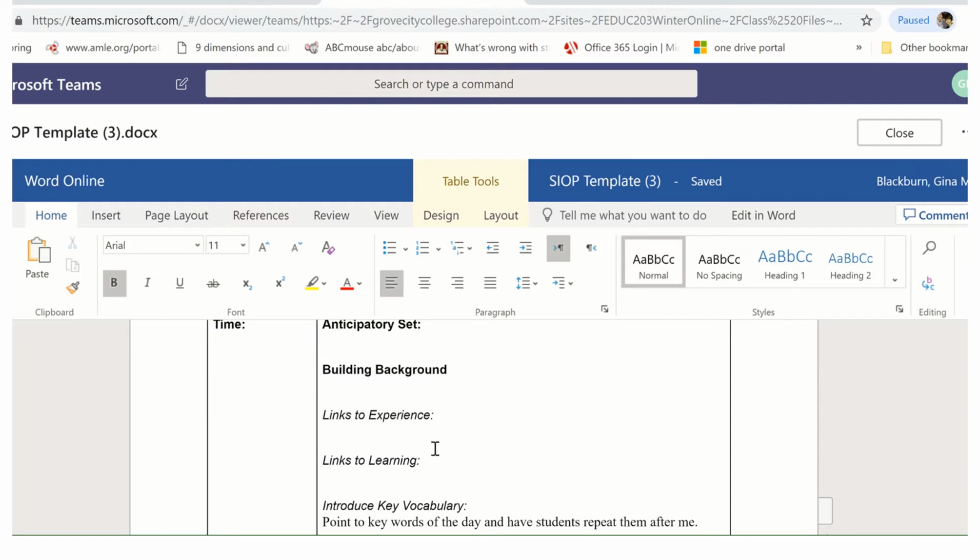For the anticipatory set, just like the Madeline Hunter model that you learned in Foundations of Teaching, we look at the set as being something where you grab the student's attention. A great way to do that is to link to their experience, but then you also want to link to their prior learning as well. So when you're building background for the English learner, think about how you are going to link this lesson to their own personal experience, and then link it to their prior learning. Think about how you will do that and articulate here what's going to happen.